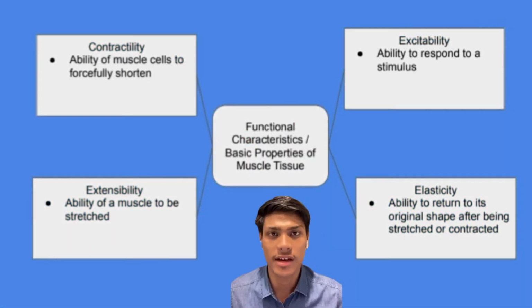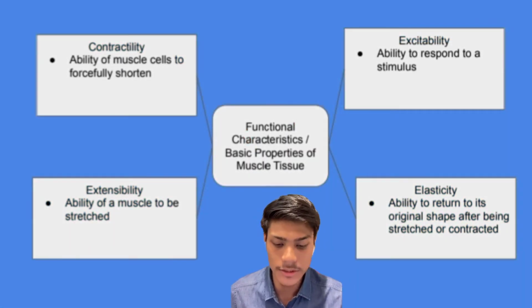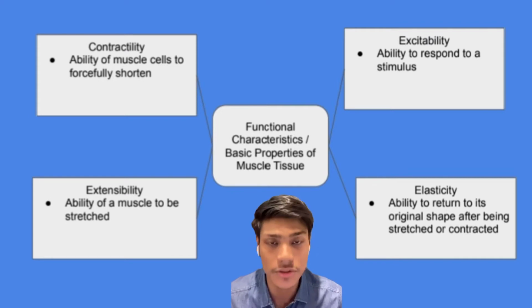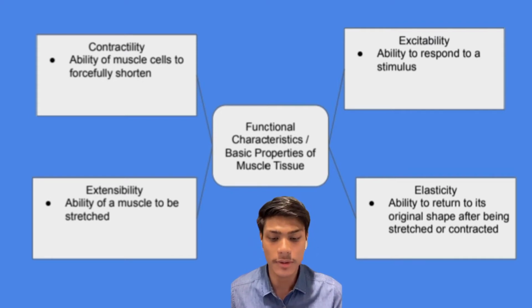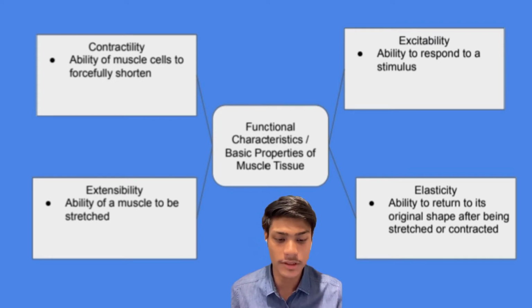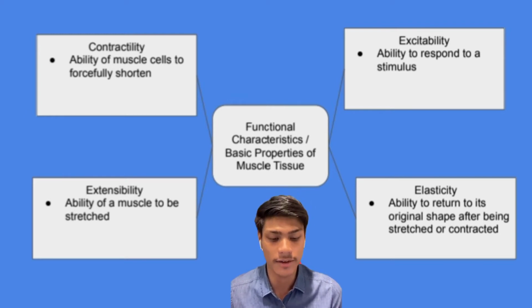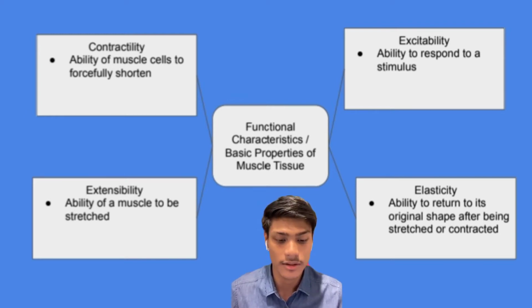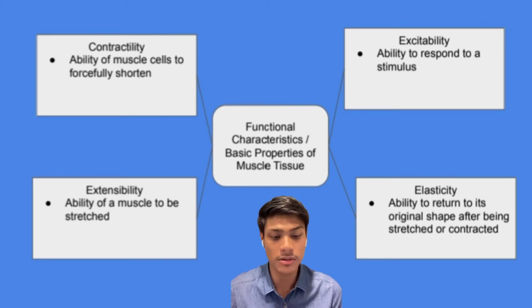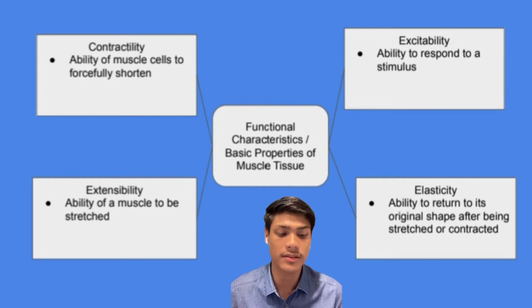Next is about basic properties of muscle tissue. In this slide, we have four of them. First is contractility. The second is excitability. Third is extensibility, and fourth is elasticity. The first one is contractility, the ability of muscle cells to forcefully shorten.